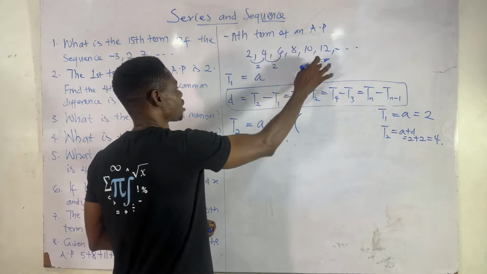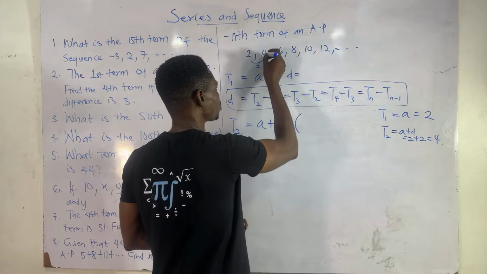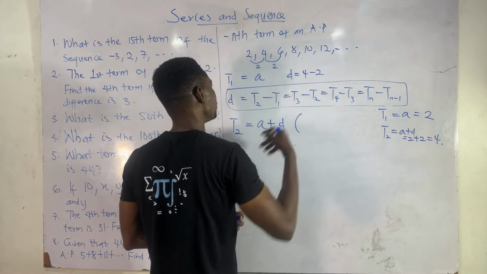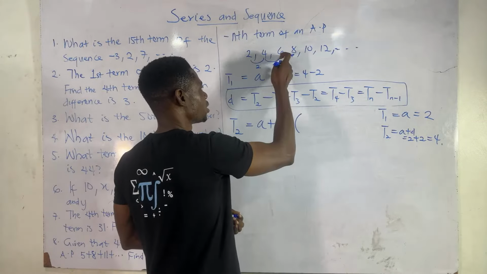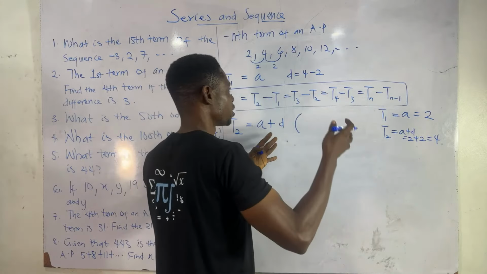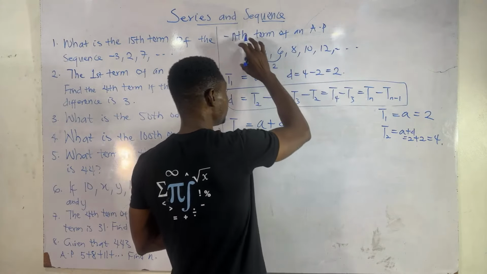Okay, in this case, let's establish our common difference based on what we have here. So our common difference is what? Either 4 minus 2, which is 2, or 6 minus 4, which is 2, or 8 minus 6, which is 2. Just pick two consecutive terms and find the difference. So our common difference is 2 in this case.